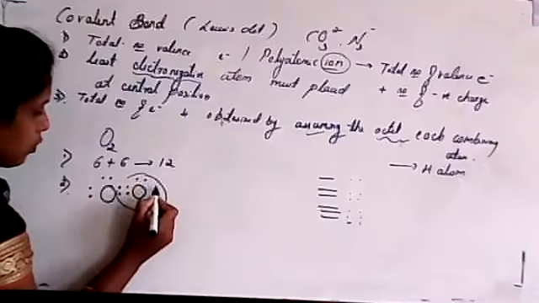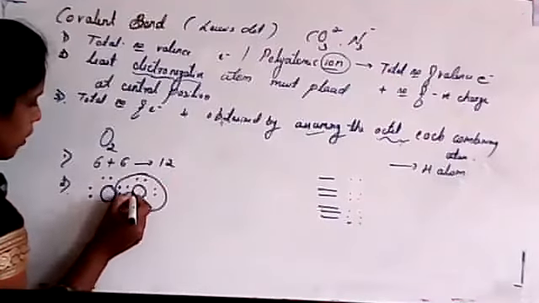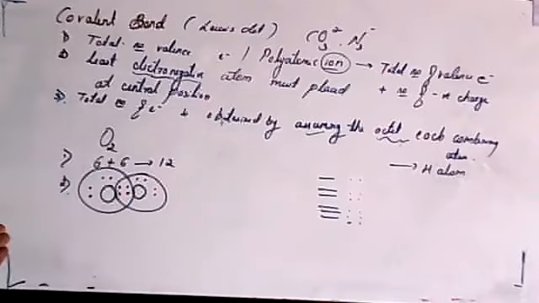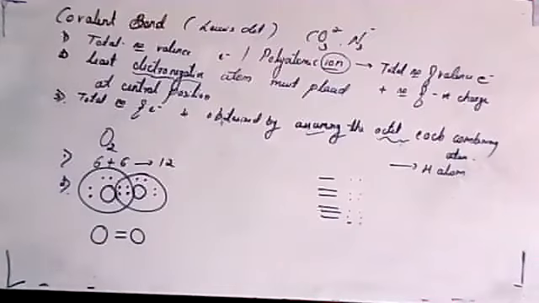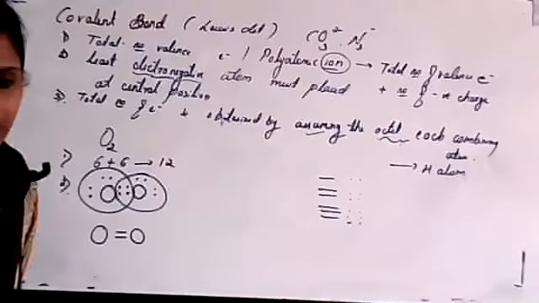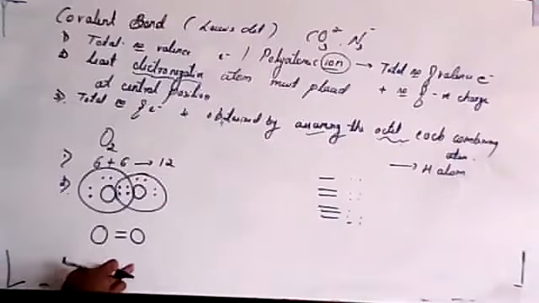1, 2, 3, 4, 5, 6 is from another oxygen. So the total number of shared electrons is 4. So what is the bond between the oxygen molecule? That is a double bond, isn't it? So the bond between the 2 oxygen atoms is a double bond.